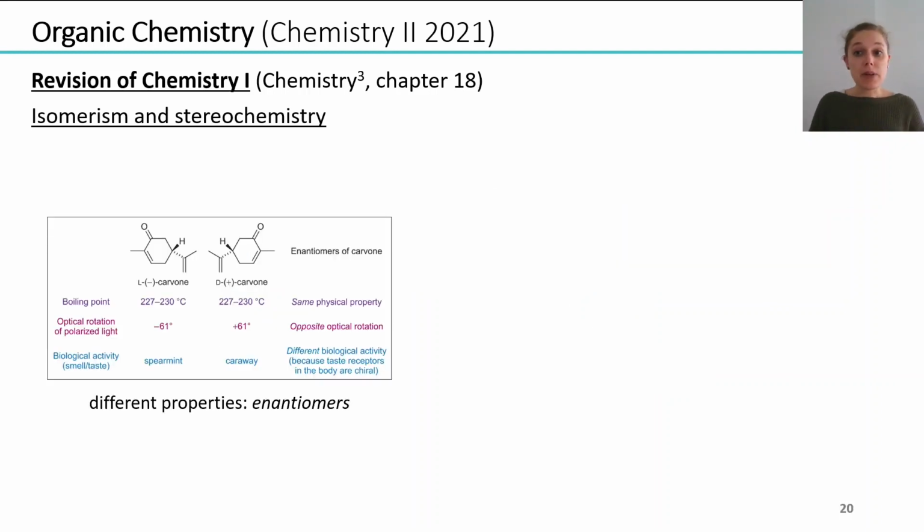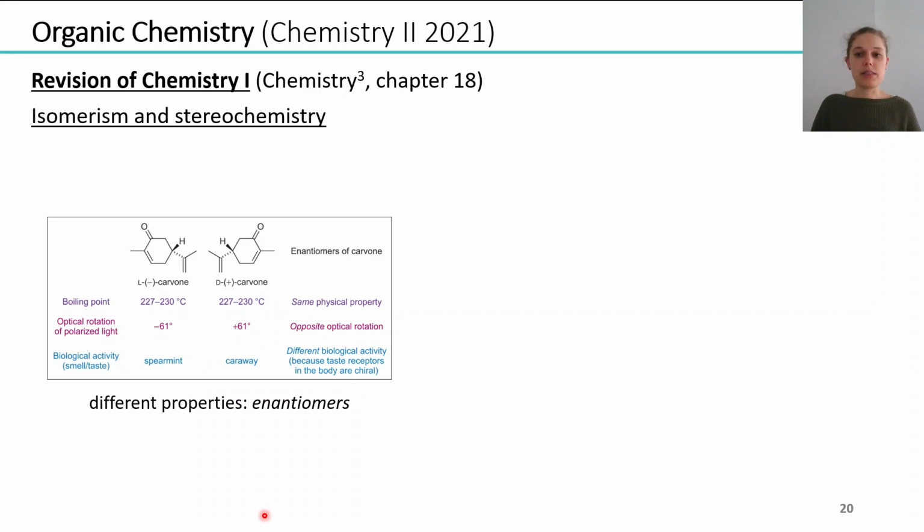So if we have a chiral molecule, then we have 2 versions of that molecule, and these 2 versions are called enantiomers. And what is an enantiomer? You can say that 2 enantiomers have the same atom connections, and just on one carbon atom, the arrangement of the substituents is different. And here we do not have a change in physical properties of these 2 enantiomers.